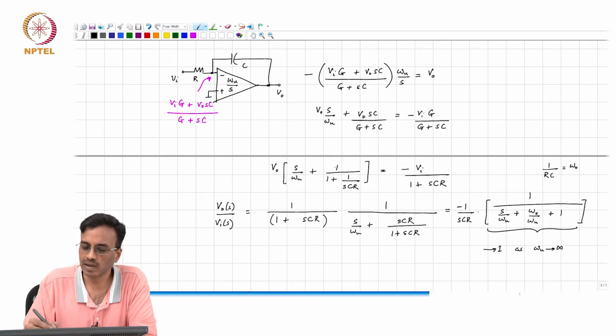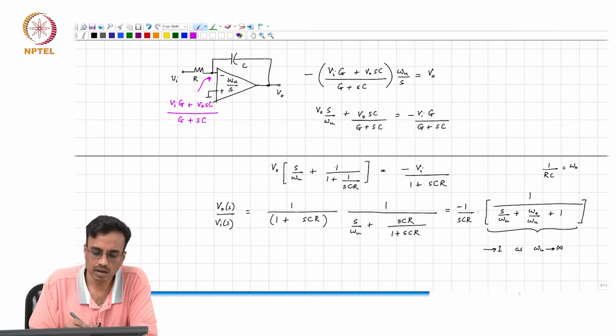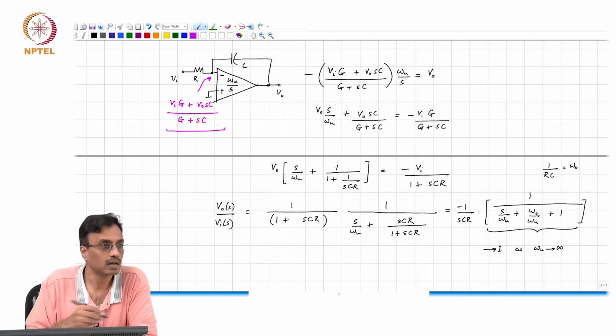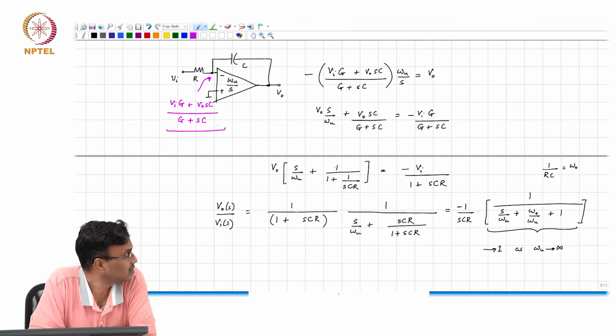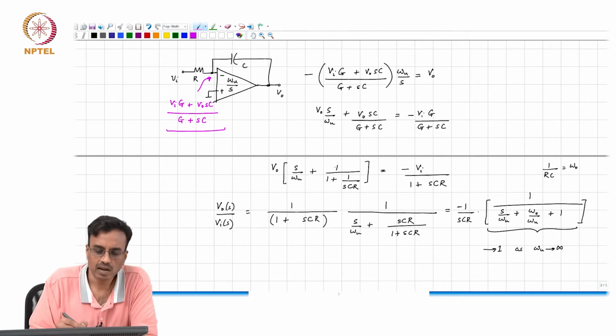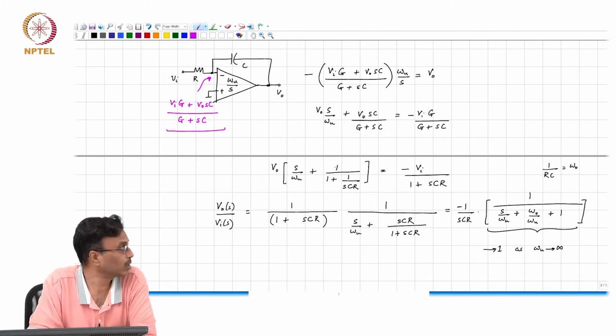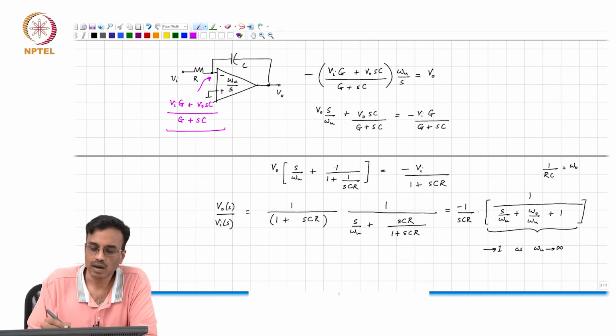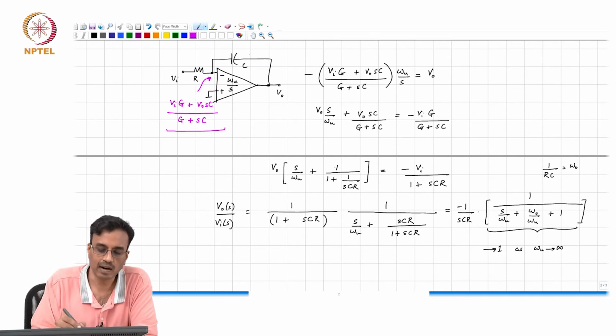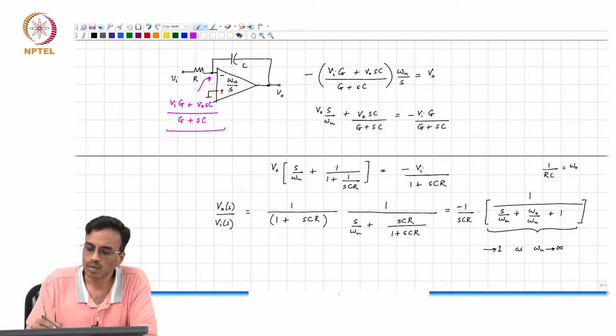Okay, let's go through the steps and see where we have made a mistake, if we have. This voltage is nothing but, is this correct? Let's go step by step. It's simply a potential divider, correct? So the voltage in the middle is simply Vi times this conductance G, which is 1 by R, plus Vo times Sc, the conductance of that arm, divided by the sum of the conductances, right? That multiplied by minus omega u by S must be equal to V naught. So this seems okay.